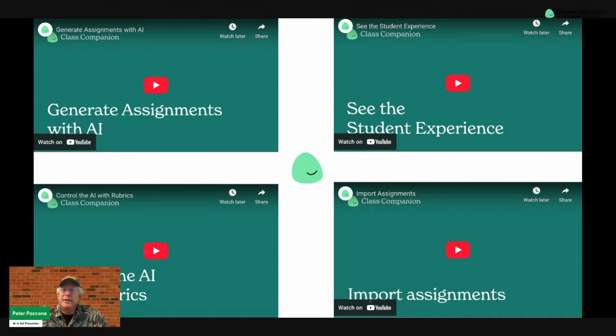And then clicks to 4 videos. How to generate assignment with AI, which I just showed you. And my guess is you probably don't need the video to understand that. Another shows what it looks like from the student experience. My guess is you already have a pretty good idea how to do that. A little bit more on how to create rubrics, and this one I think you would find valuable. And then for those of you who have an assignment, how to import it. So those are the slides I want to show.